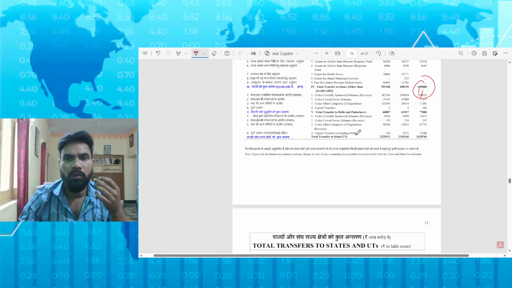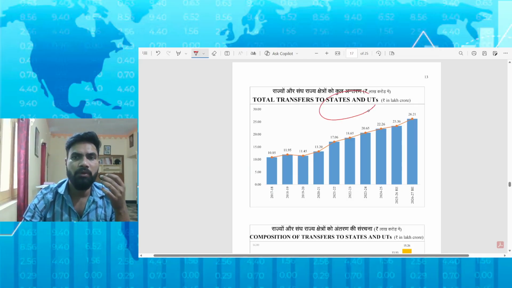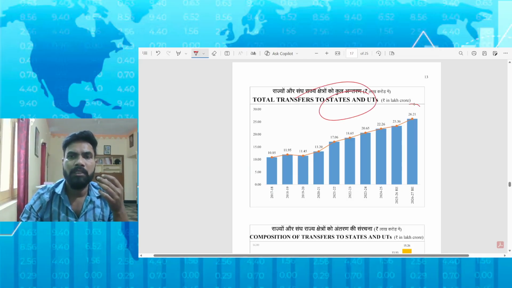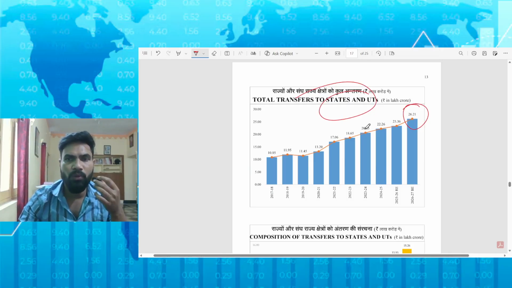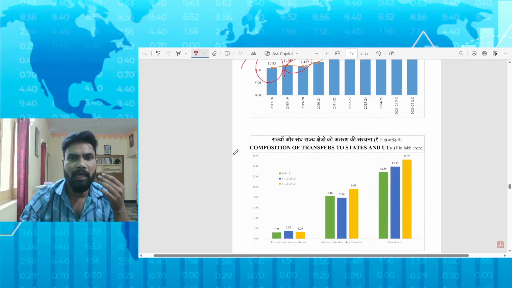You can go on looking at the transfers. Then total transfers to states and UTs, if you see, budgeted estimation is 26 lakh crore rupees. In 2017-18, how much was it? It stood at 10 lakh crore. Okay. There is an increase, but for a brief period, there is a steady increase. That is how you can analyze it.